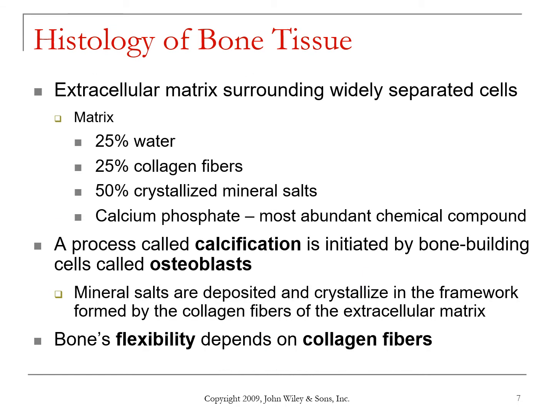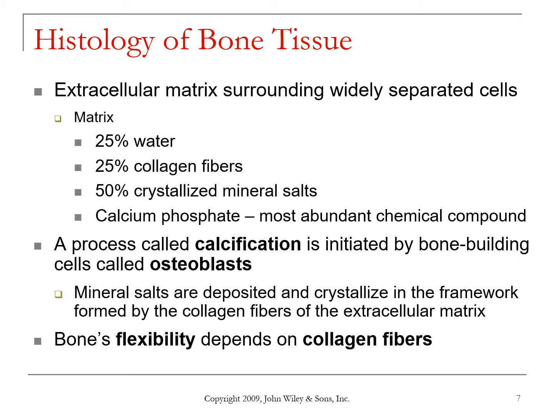All right, let's look at the histology of bone tissue. Bone tissue is a unique connective tissue in that the matrix is hard. The matrix surrounds widely separated cells in little cavities called lacunae. You'll see that on a future slide. But let's talk about the extracellular matrix because that's really where the nature of bone tissue exists.